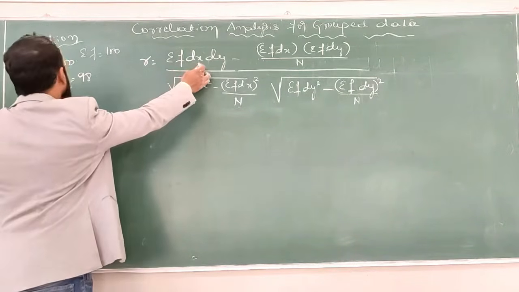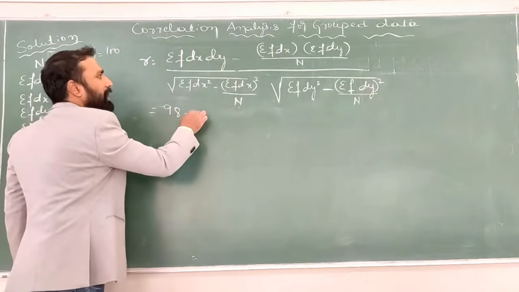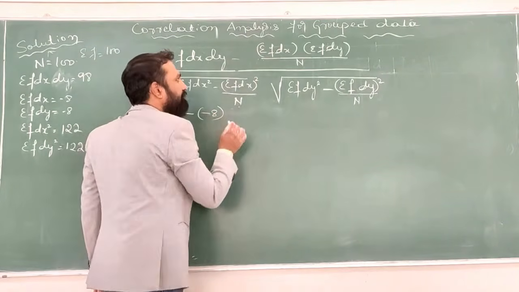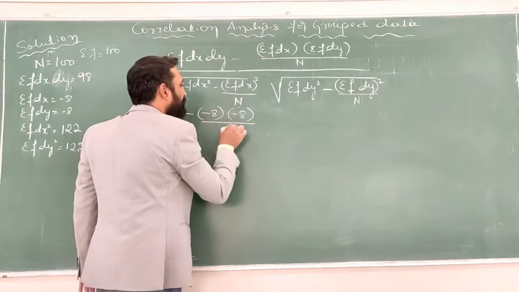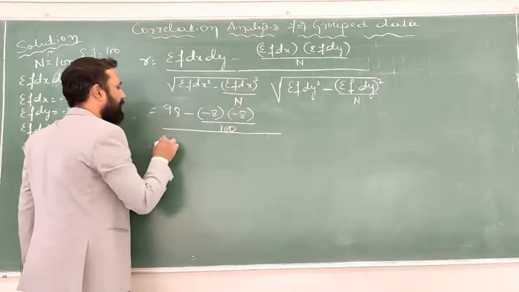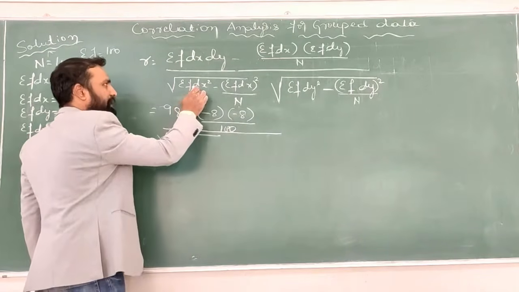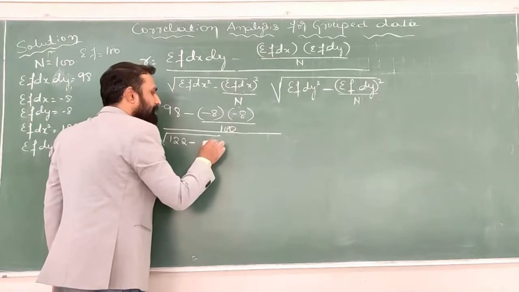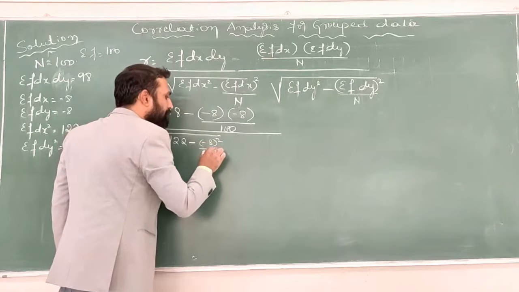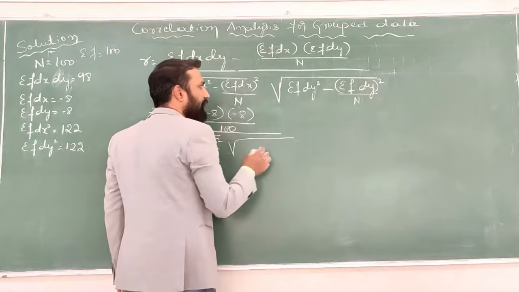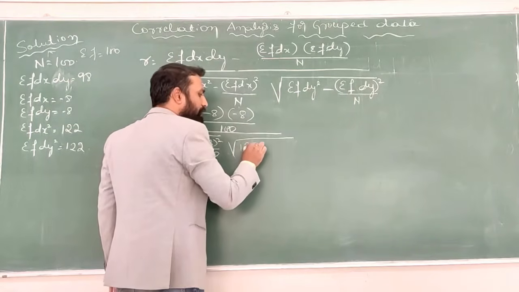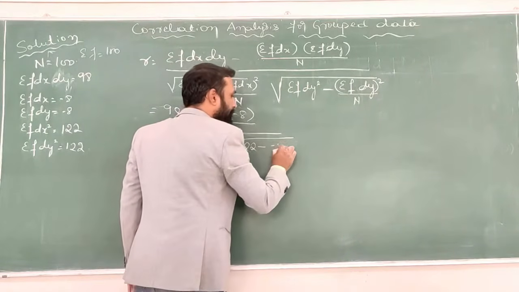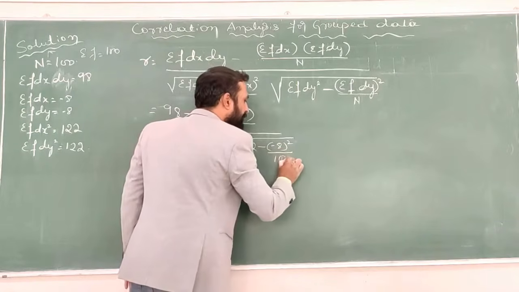Summation f into dx dy is 98 minus summation f into dx, which is minus 8, into summation f into dy, which is minus 8, divided by n, which is 100, whole divided by square root of summation f into dx square, which is 122, minus summation f into dx, which is minus 8, whole square divided by 100, into square root of summation f into dy square, which is 122, minus summation f into dy, which is minus 8, whole square divided by 100.